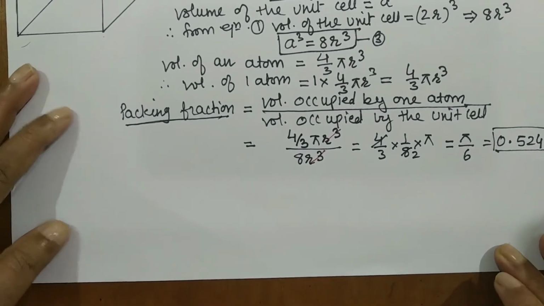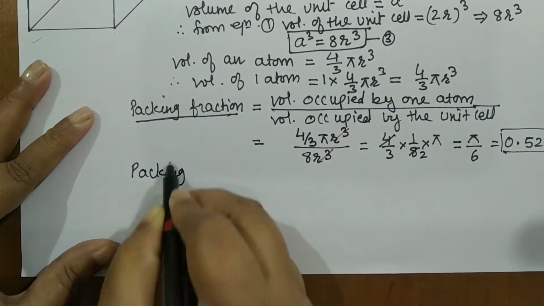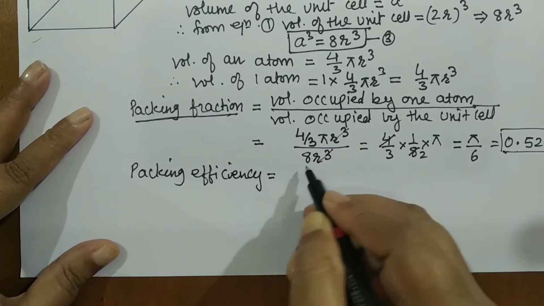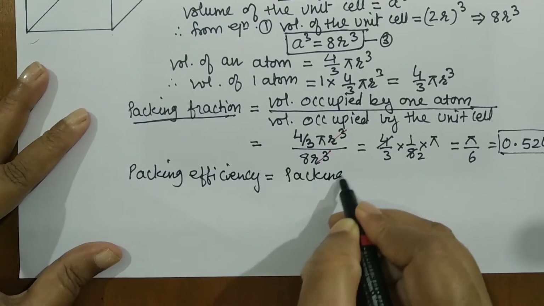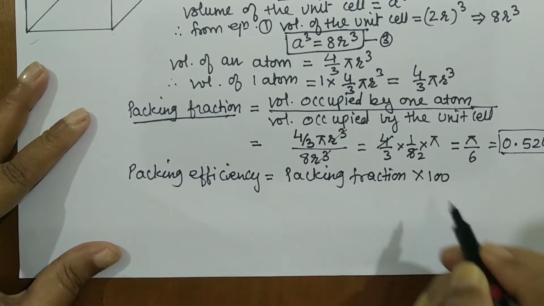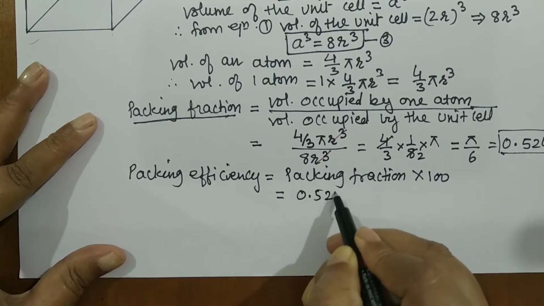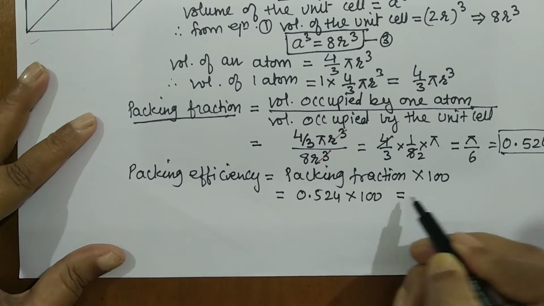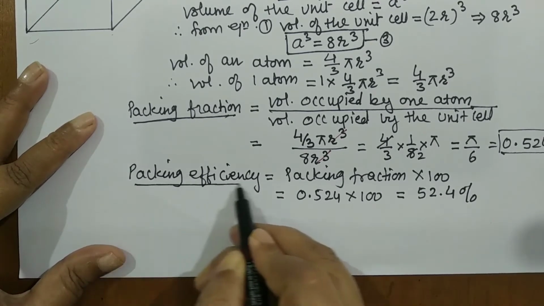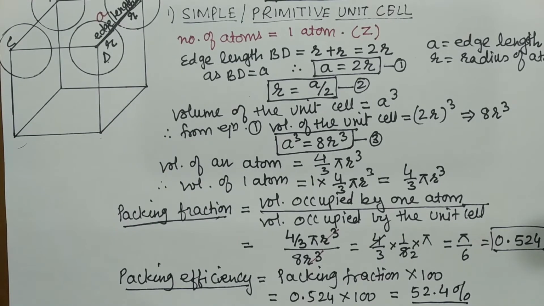Let us come to packing efficiency. Now what is packing efficiency? Packing efficiency is equal to your packing fraction, same formula, students. Just you have to multiply that by 100. So that will be 0.524 into 100, which comes out to 52.4%. So the packing efficiency is 52.4% for a primitive or the simple unit cell.